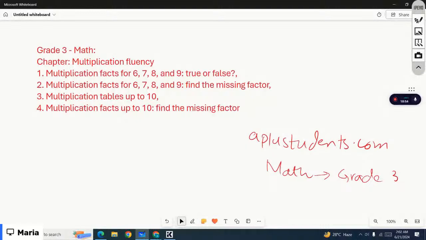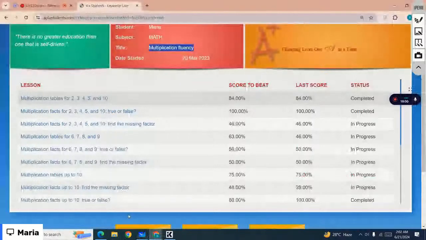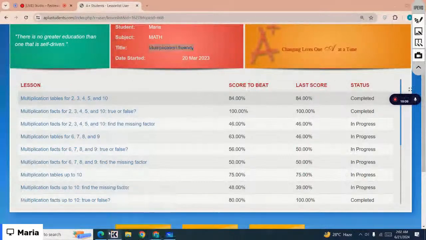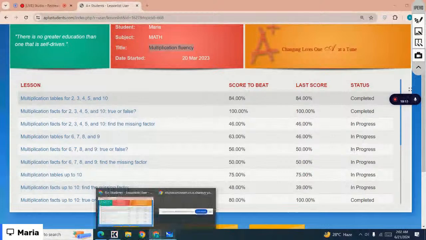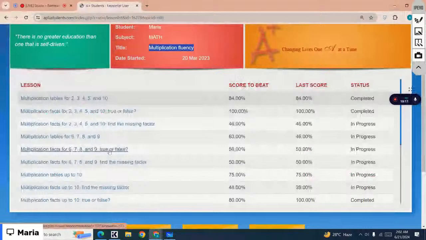So let's just start with the first lesson. Please make sure you have your notebook and pencil so that you note down the important examples and definitions as well, right? Okay, here, multiplication facts for 6, 7, 8, and 9 true or false. Let's just start with the lesson.